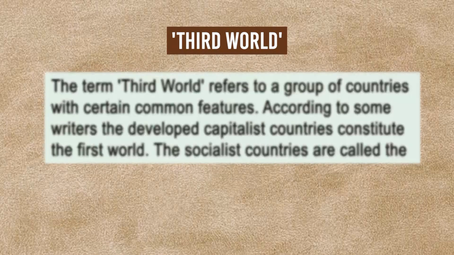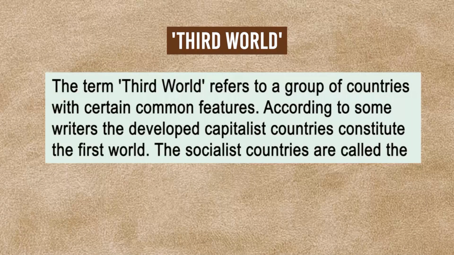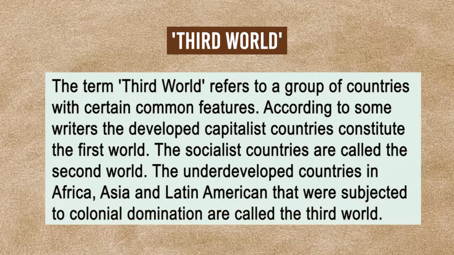Now, let us try to understand what essentially the word third world means. The term third world refers to a group of countries with certain common features. According to some writers, the developed capitalist countries constitute the first world. The socialist countries are called the second world, while the underdeveloped countries in Africa, South Asia, and Latin America, which were subject to colonial domination, were called the third world.